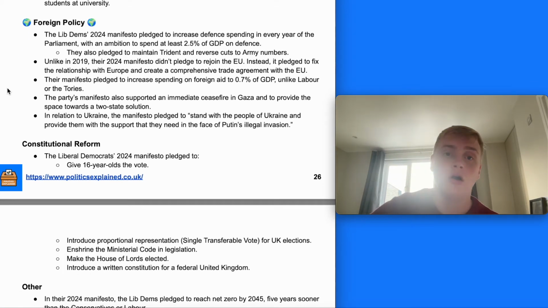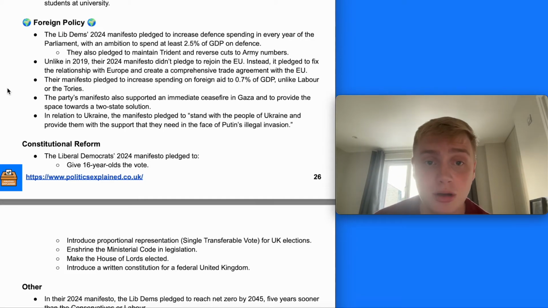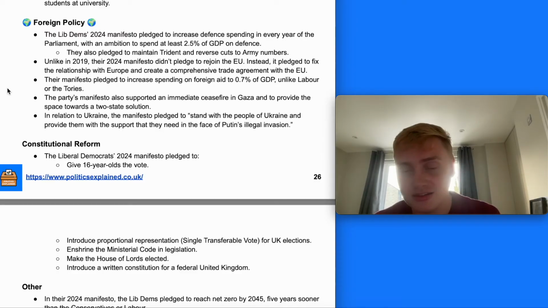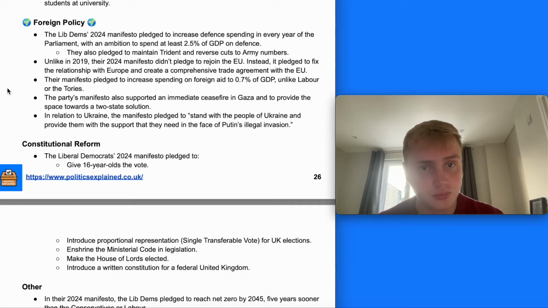On foreign policy, they pledged to increase defence spending in every year of the Parliament, with ambition to spend 2.5% of GDP on defence, as with Labour and the Tories. They didn't pledge to rejoin the EU, unlike their 2019 manifesto, instead pledging to fix the relationship with Europe and create a comprehensive trade agreement. Unlike Labour or the Tories, they pledged to reintroduce the commitment to spending 0.7% of GDP on foreign aid. They supported an immediate ceasefire in Gaza and pledged strong support for Ukraine as well.